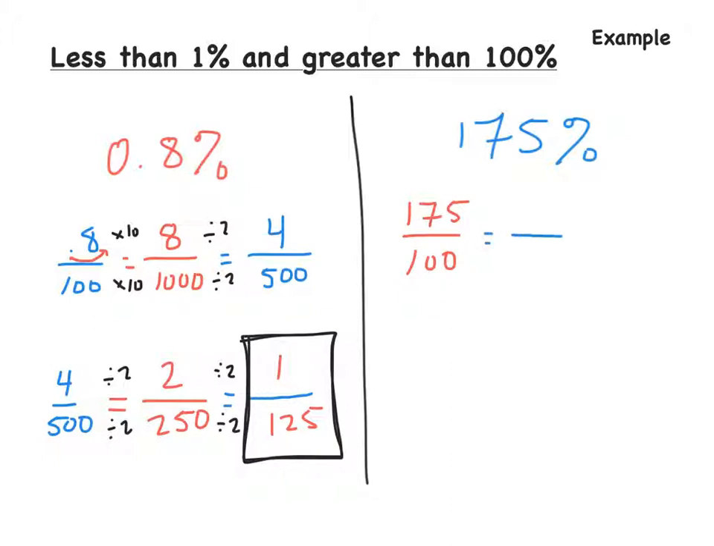So if we divide it by 5, 175 divided by 5 is 35, and 100 divided by 5 is 20. So now we have 35 over 20. So it looks like it's not simplified yet, because 35 and 20 you could still divide by 5 again. So if we have 35 over 20, if you divide it by 5 again, 35 divided by 5 is 7. 20 divided by 5 is 4.